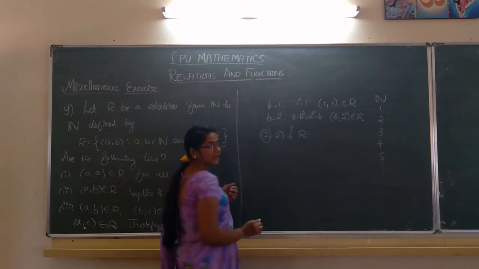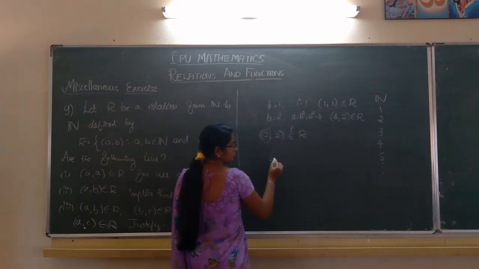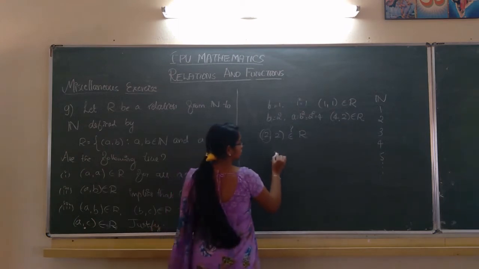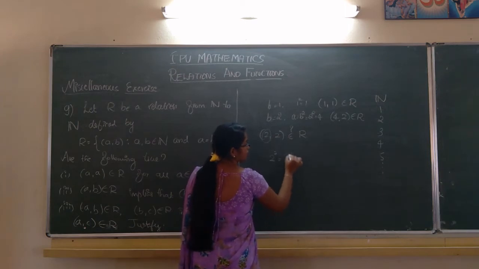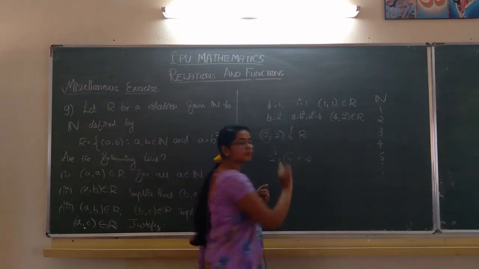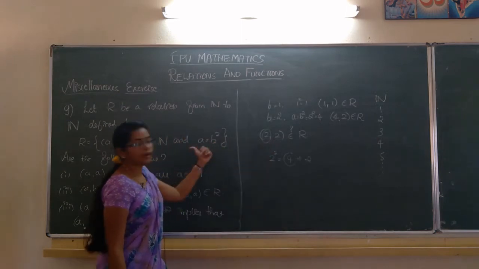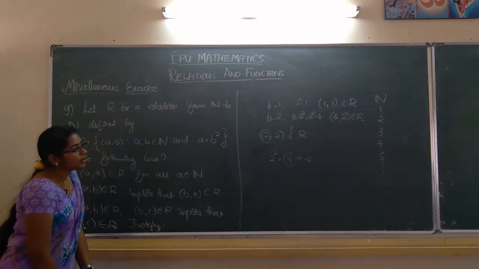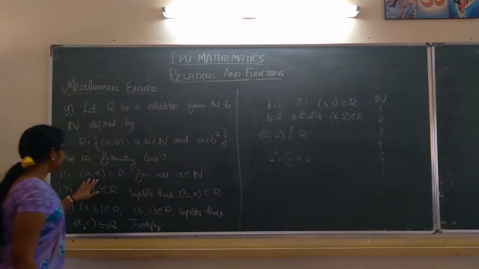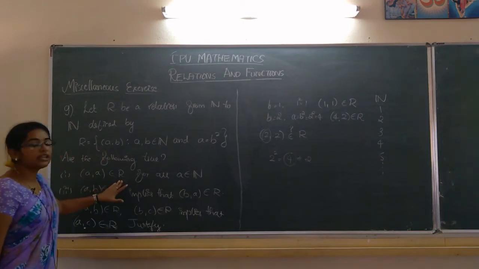What is the square of the second element? Second element is 2, square of the second element is 2 square, that is equal to 4, but 4 is not equal to 2. So, 2 comma 2 does not belong to the relation R. So, what does that imply? So, A comma A need not be in this type of relation.